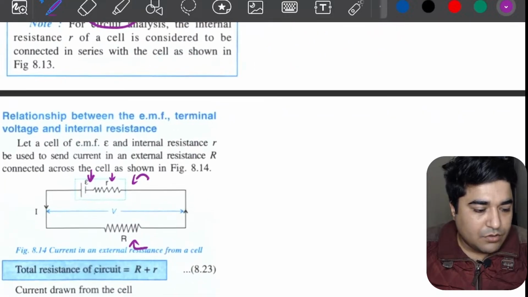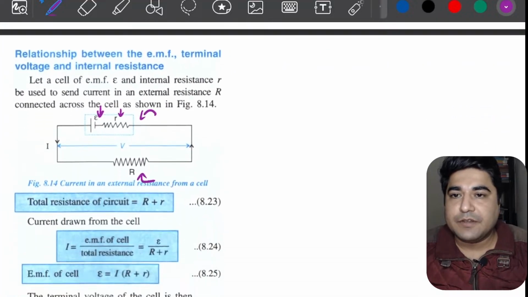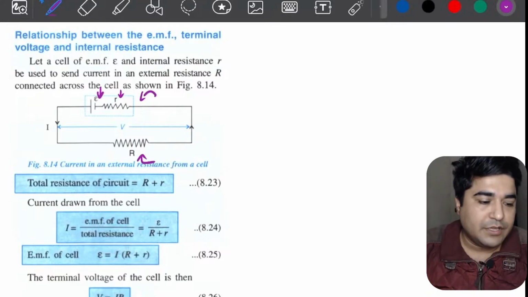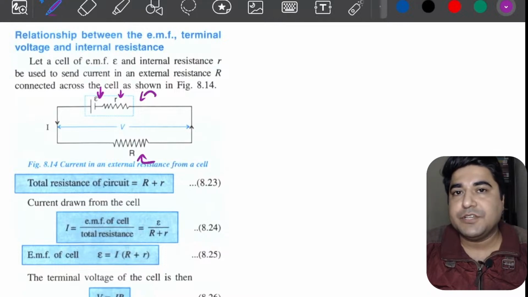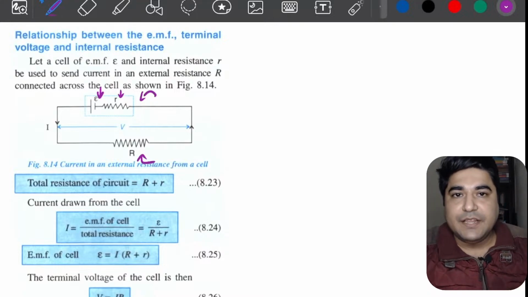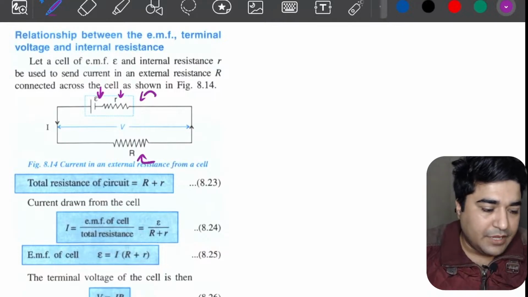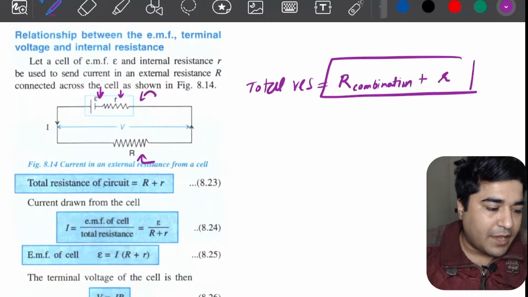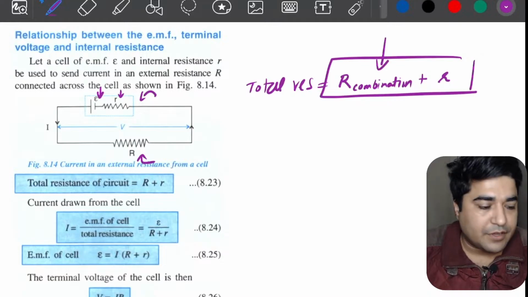So now we'll just talk about a few values one by one. The total resistance of the circuit is going to be very simple, because internal resistance will always be considered to be taken in series to the entire set of resistance or the combination of resistance. So we just need to simply add this. Total resistance would be the sum of R combination, the combination of the resistances, plus the small r, which is internal resistance.